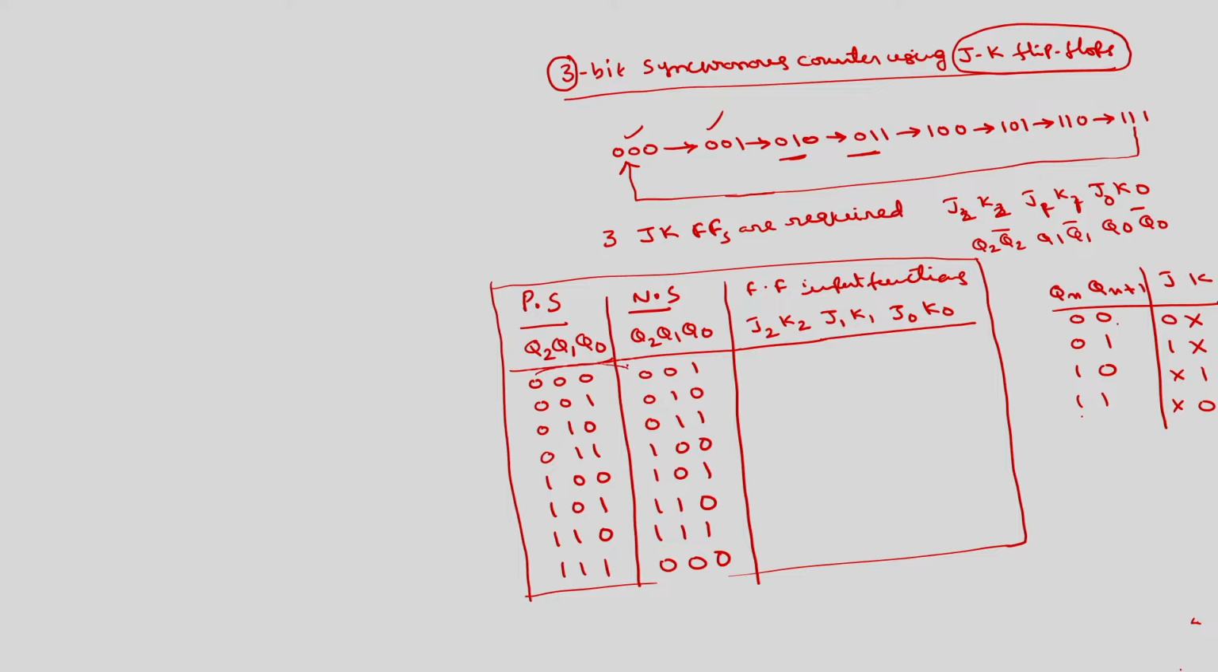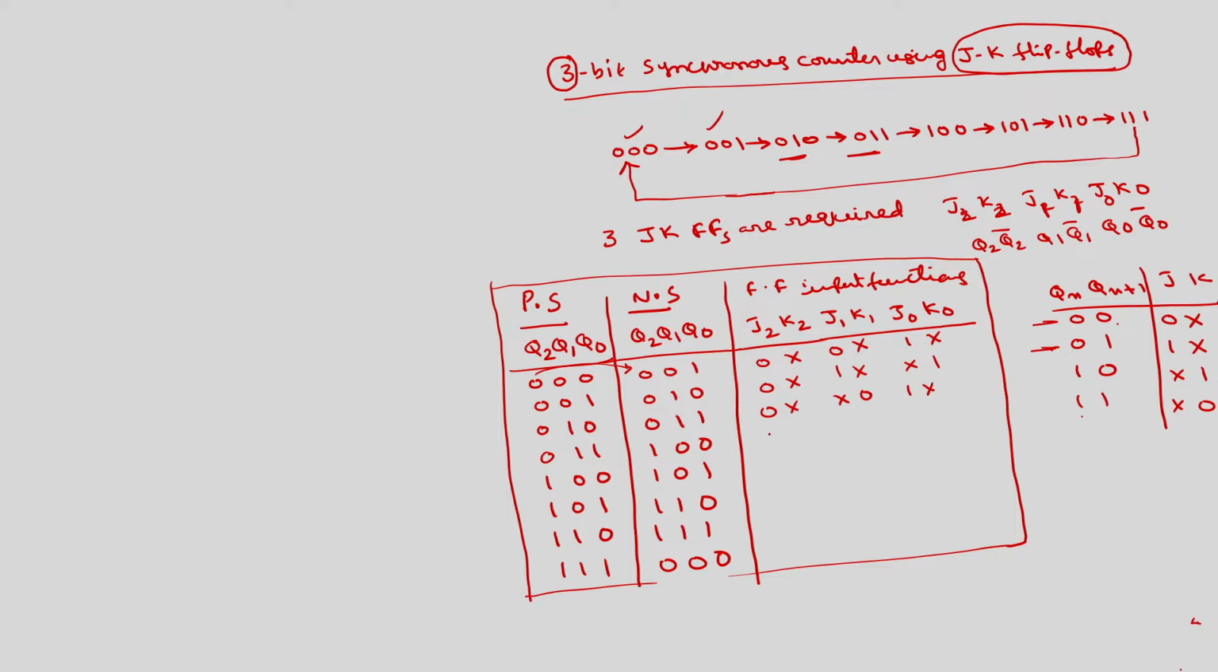So, here Q2 is changing from 0 to 0. So, for 0 to 0 the inputs required are 0 x. Q1 is also changing from 0 to 0, so 0 x. Q0 is changing from 0 to 1, for 0 to 1 it is 1 x. So, like that in the next row, 0 to 0 means 0 x, 0 to 1 means 1 x, 1 to 0 means x 1. So, next row 0 to 0 is 0 x, 1 to 1 is x 0, 0 to 1 is 1 x.